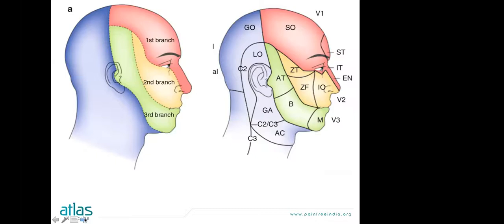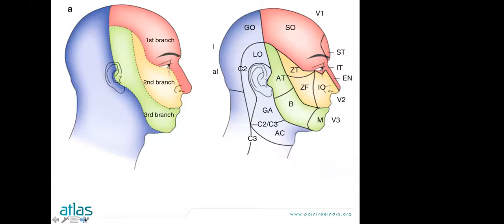Behind the blue shade is what is supplied by the greater occipital nerve, the lesser occipital nerve, the auriculotemporal nerve, things like that. The right gives you a little more information. If you look at the first branch, SO stands for supraorbital. There is supratrochlear, there is infratrochlear, there is external nasal, which is EN.